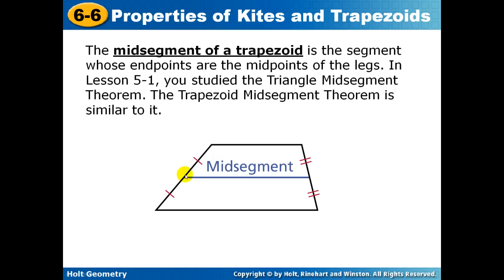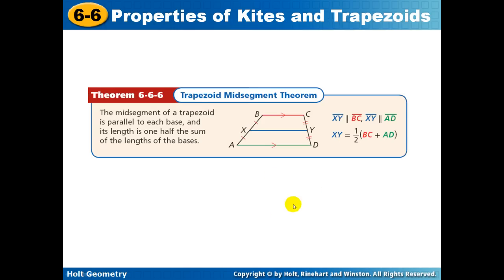So you can see you got a midpoint right over here on the left, and it goes to the midpoint right over here on the right. That's a mid-segment. It connects the midpoints of the legs. And we have a theorem about it. It says that the mid-segment has two properties. One, it's parallel to the bases. So XY here is parallel to BC and to AD. You can see it looks pretty parallel, but it is.